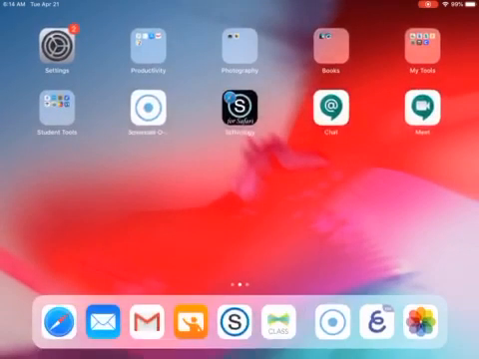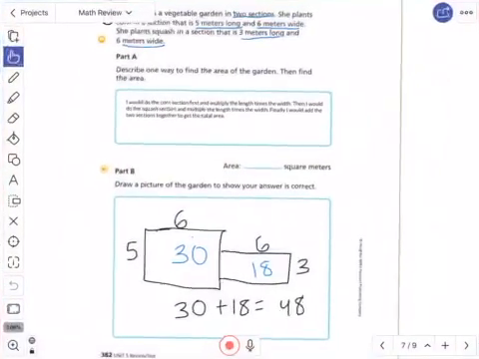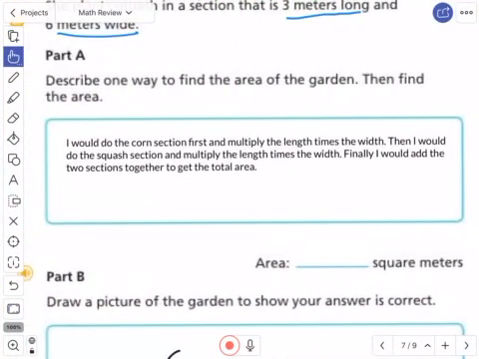Okay, we're back here. I'm going to show you my thinking. So for the first part, describe one way to find the area of the garden. Well, what I would do is I would do the corn section first and multiply the length times the width to get the area. Then I would do the squash section next and multiply the length times the width. Finally, I would add the two sections together to get the total area.